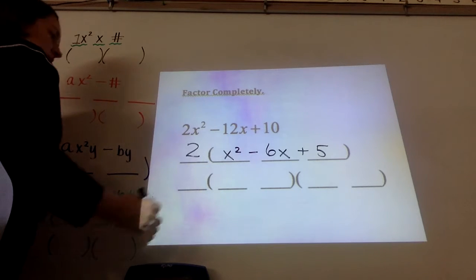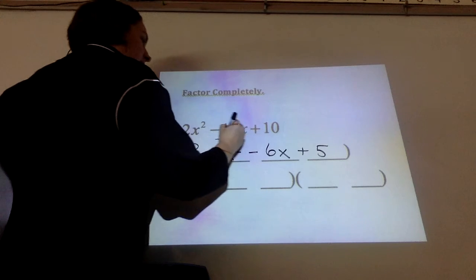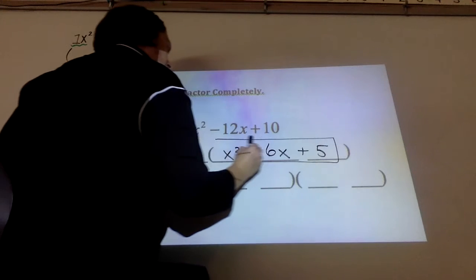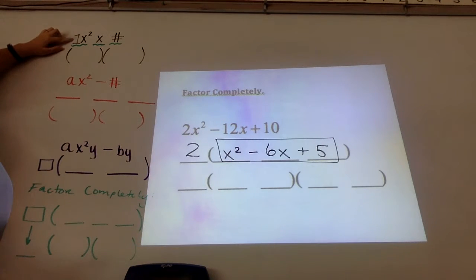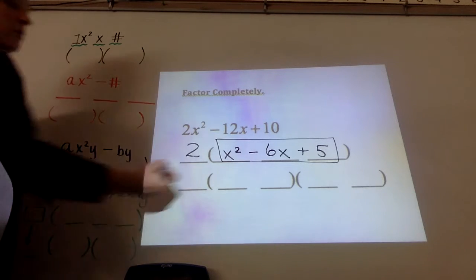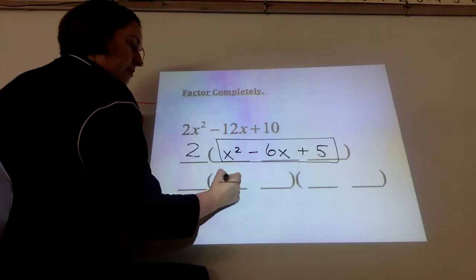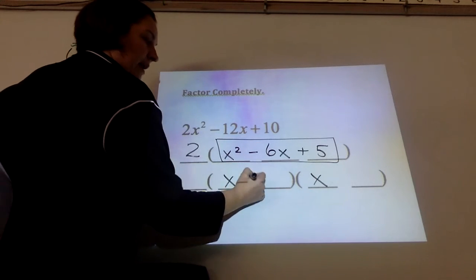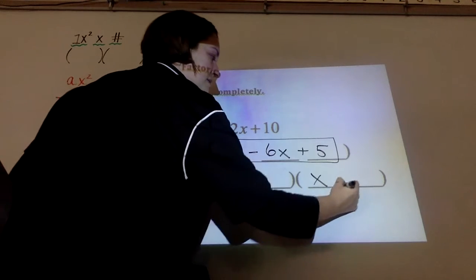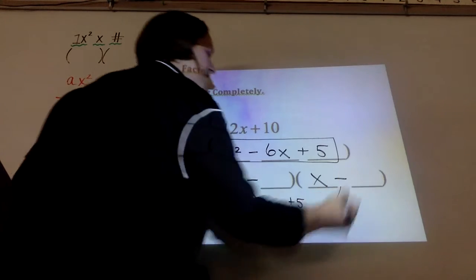As you can see when I do that, what I get in here looks like what I can factor further that we learned about before. It's a trinomial. So I move to my boxes down here, x and x. Bring down the minus. Minus times what gives me positive 5?